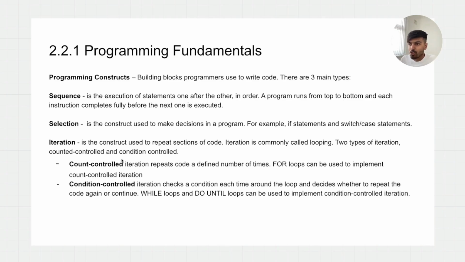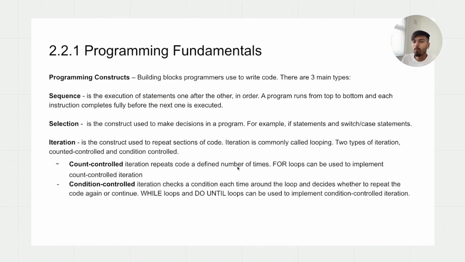Iteration is a construct used to repeat sections of code. Iteration means to iterate, which means looping. There are two main types, count controlled and condition controlled. Count controlled is when we have a defined number of times to repeat, like a for loop. Condition controlled is based on a condition.